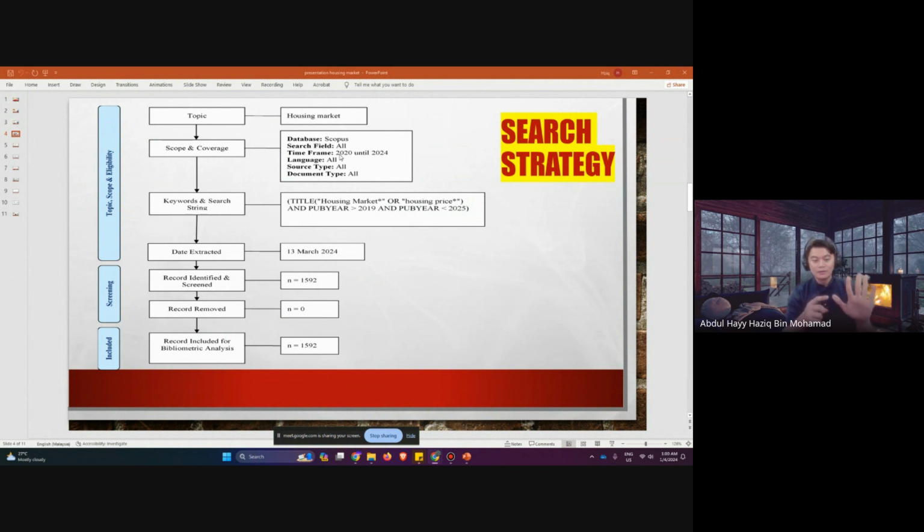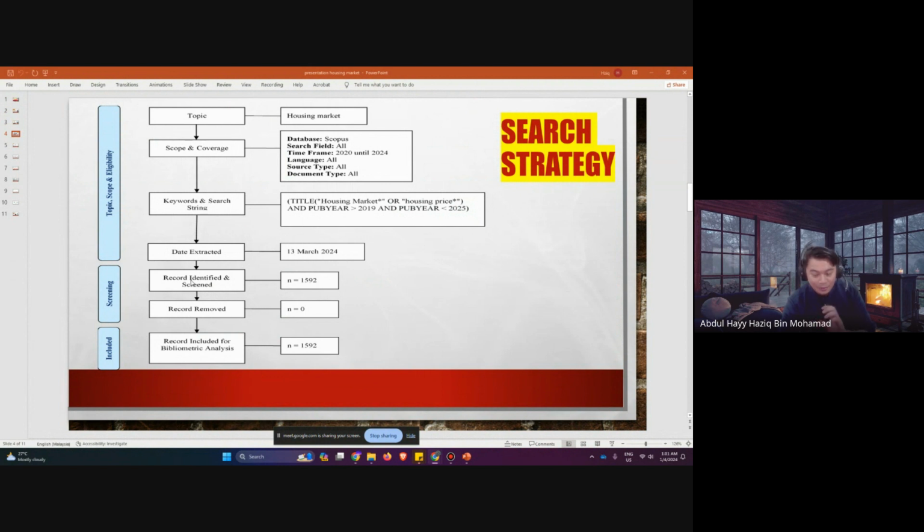So I'm only searching for four years and a quarter. Like 2020, 2021, 2022, 2023, and 2024 is just a quarter. Right now it's March, so the data was extracted on 13 March 2024.